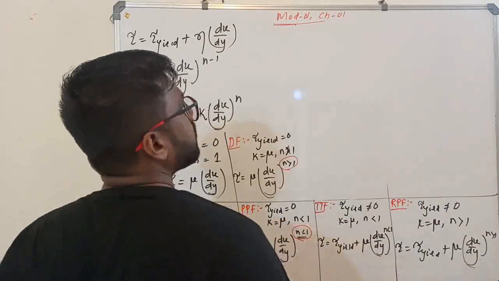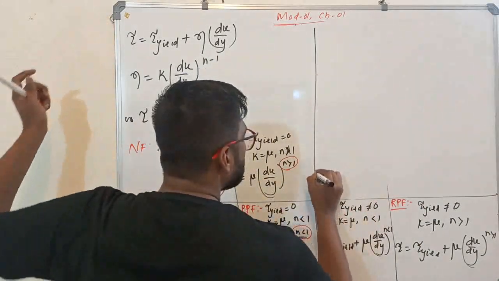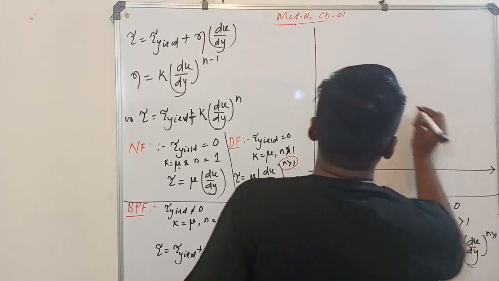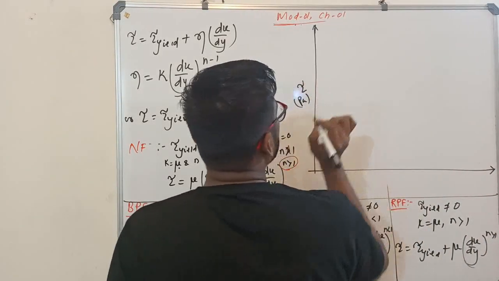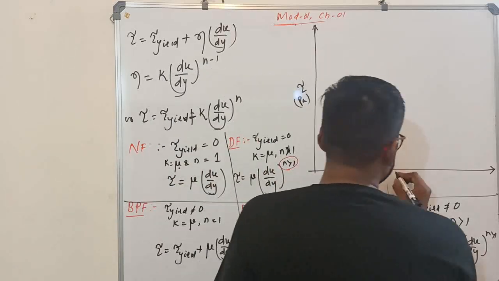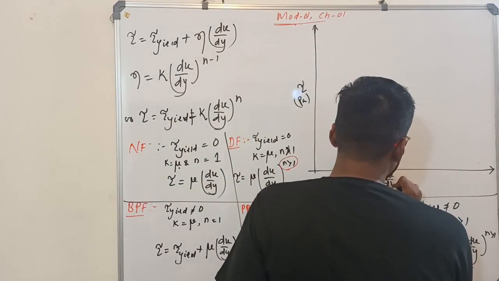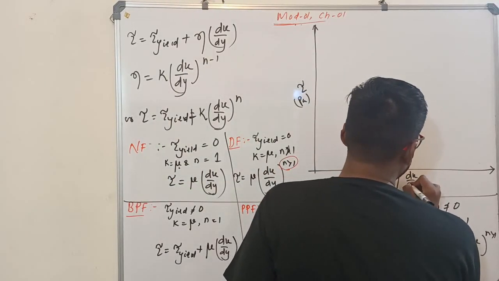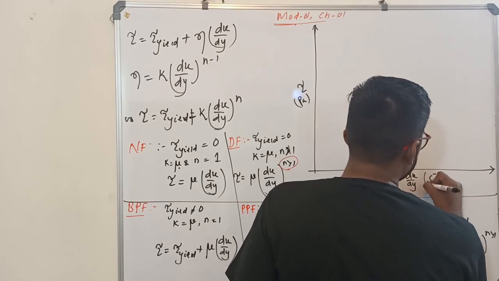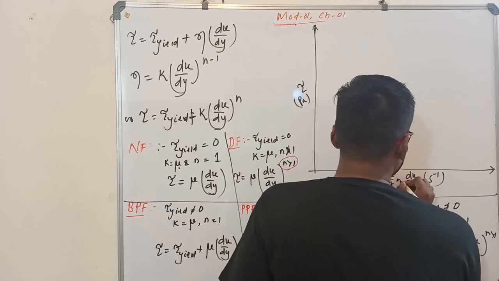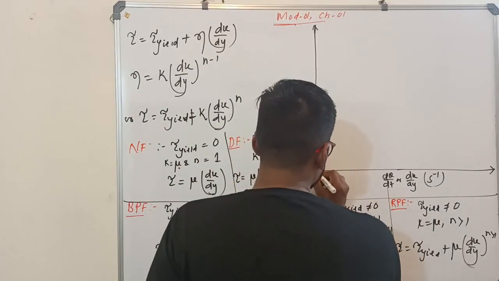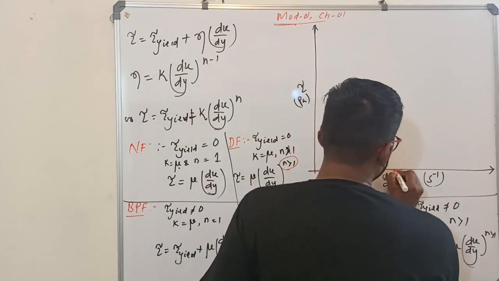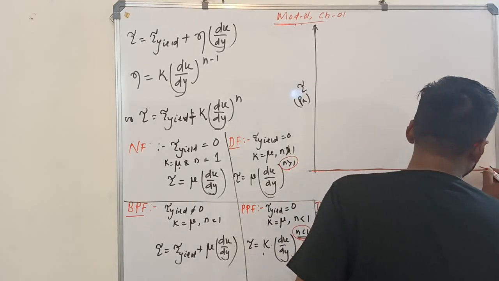So everything now I'll put into a single graph. Okay, so the graph we are discussing is between shear stress along which axis? Along the y-axis, and your d theta by dt or du by dy, unit is second inverse, along the x-axis. Okay, if I draw a graph, let us say your line falls along the x-axis.